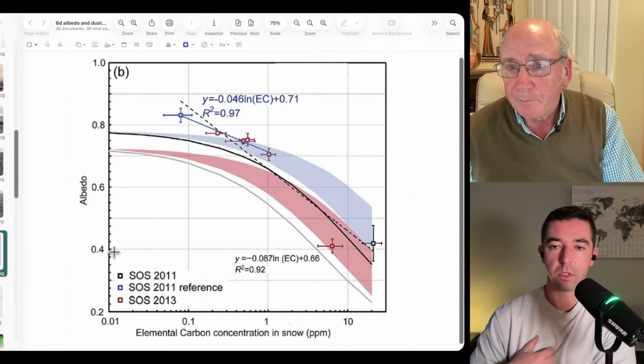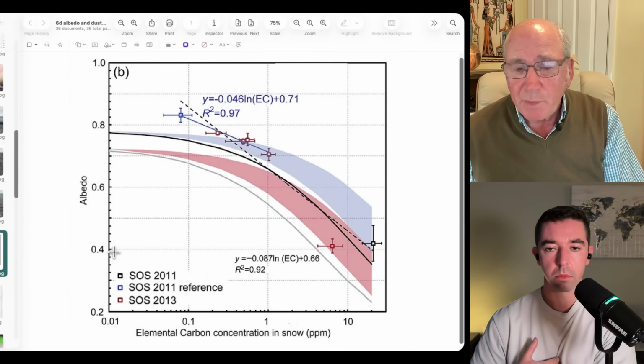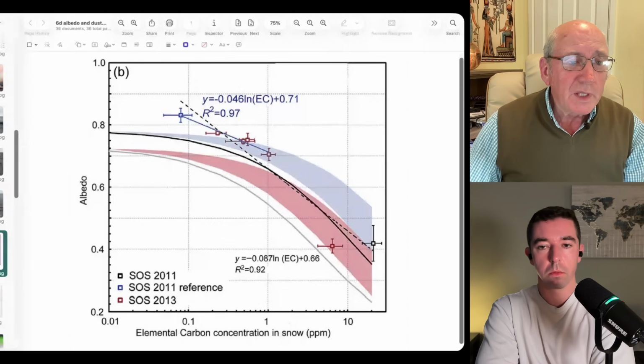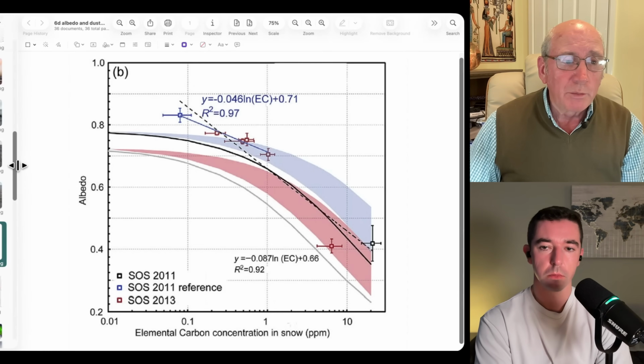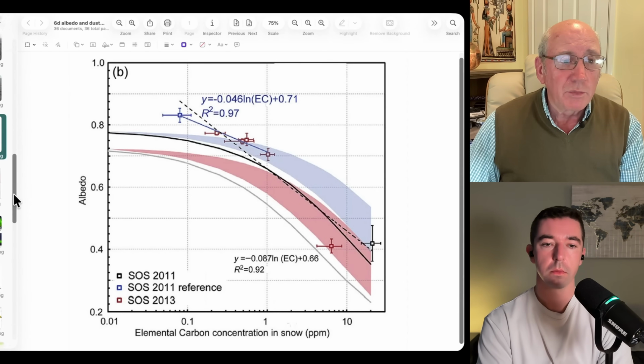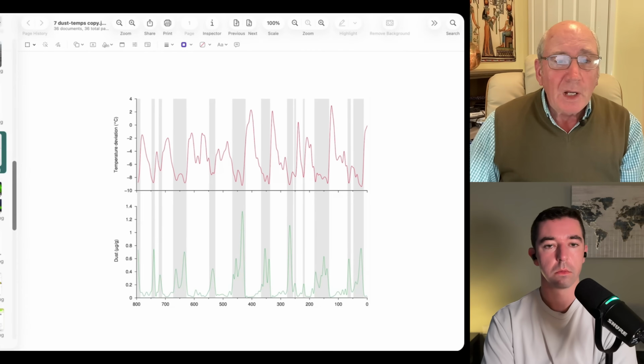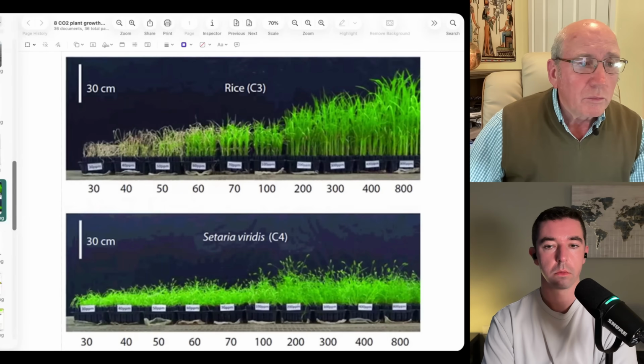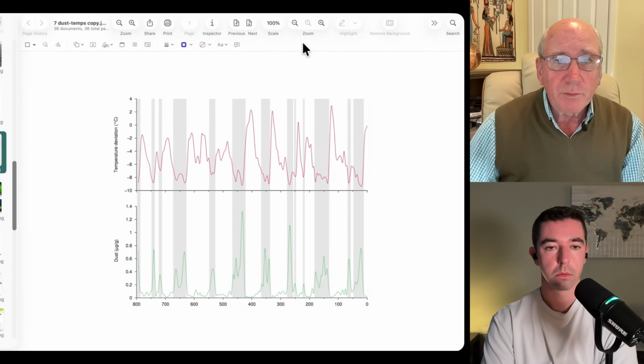So that makes a big difference in the amount of insolation that you will absorb, the amount of sunlight you can absorb. And now let's look at this one first.